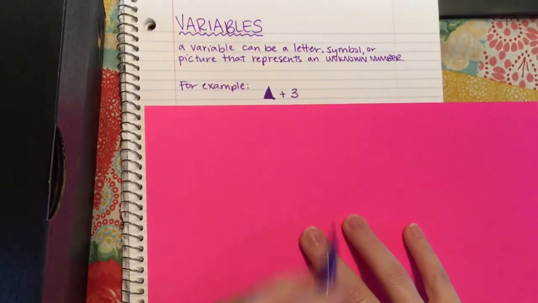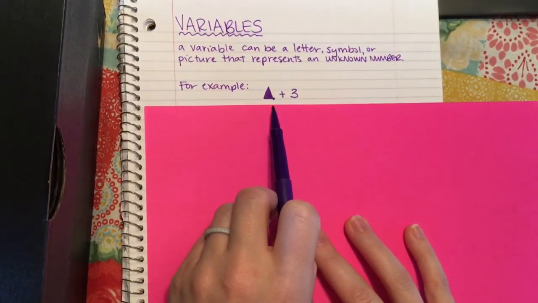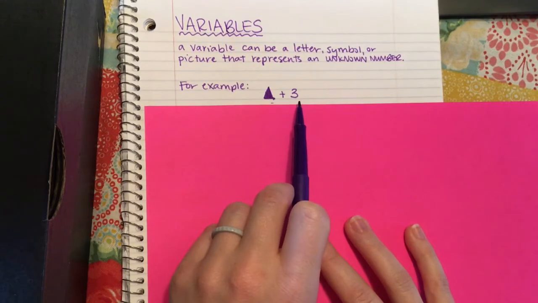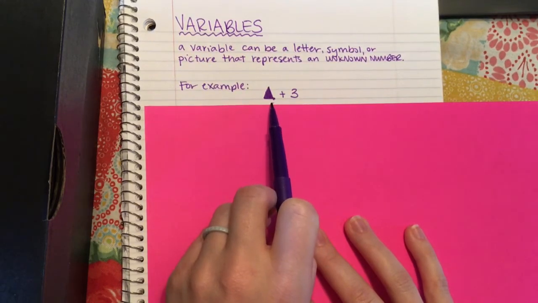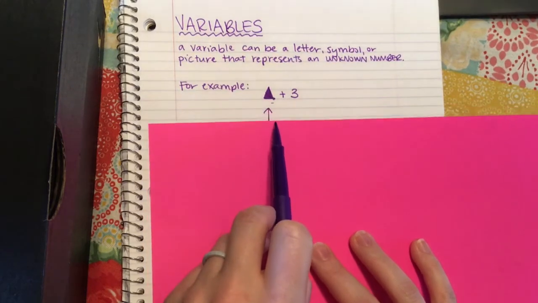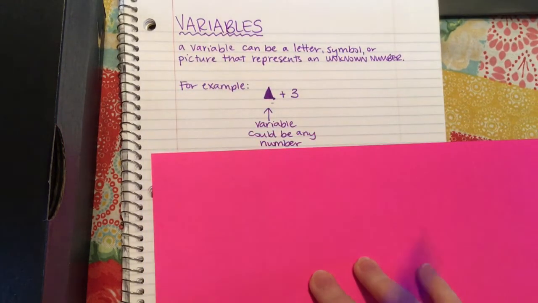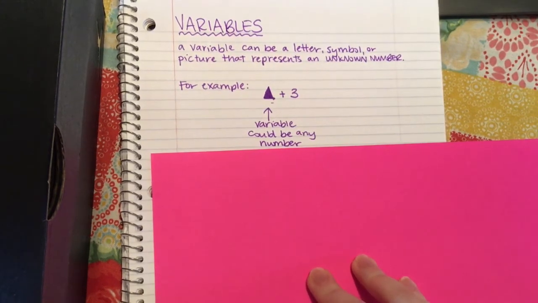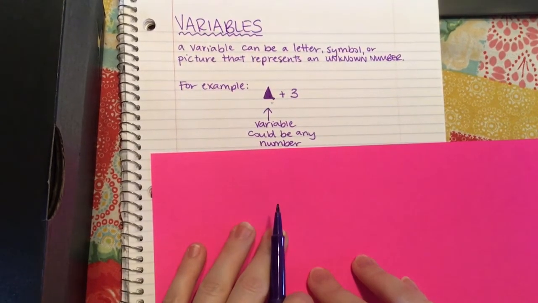So for example, right here I have this numerical expression that says triangle plus 3. So my variable is my symbol, my triangle. This is my variable because it could be any number. For example, it could be 3, it could be 0, it could be 5,237,000. I don't know what it is, I just know that it represents an unknown number.